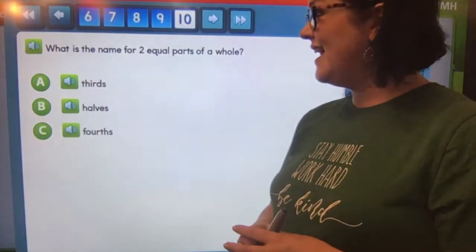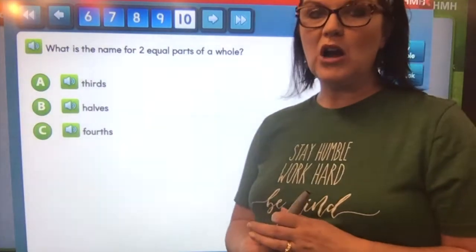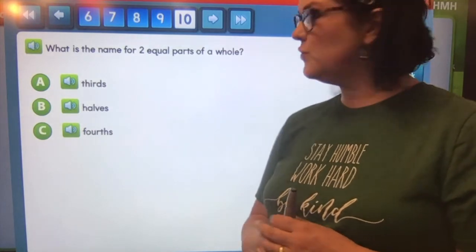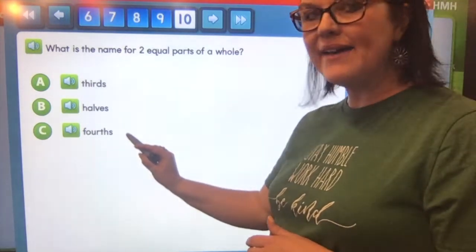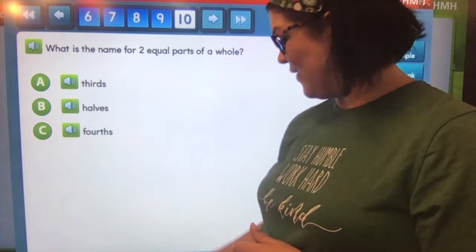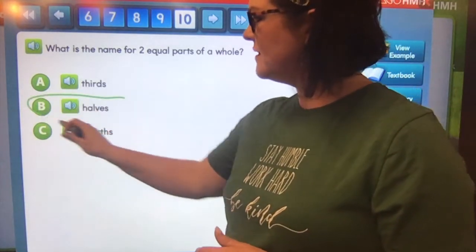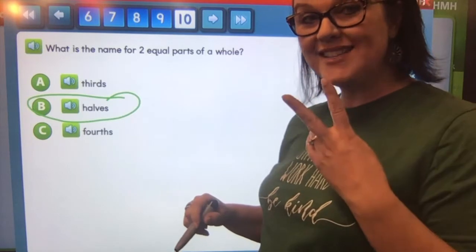If I said, what is the name for 2 equal parts of a whole? What would you choose? Thirds, halves, or fourths? I hope that you would choose halves, because that means 2.